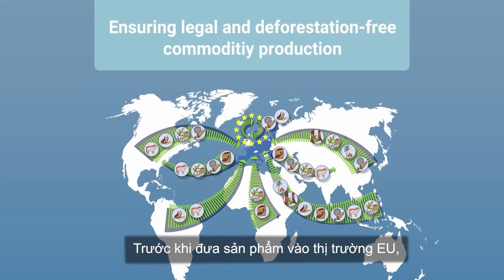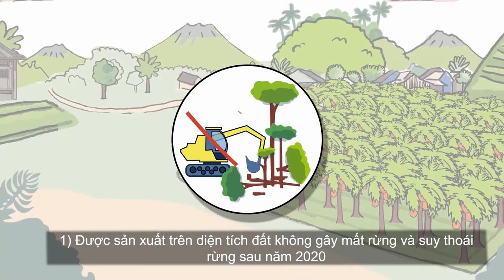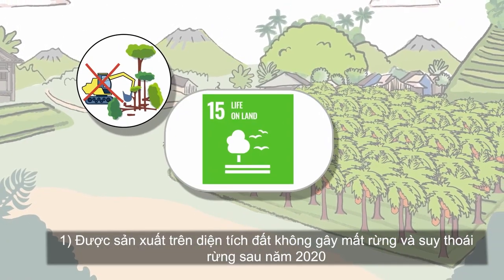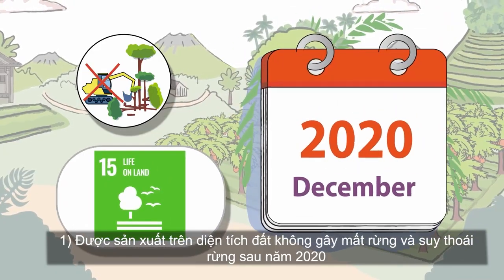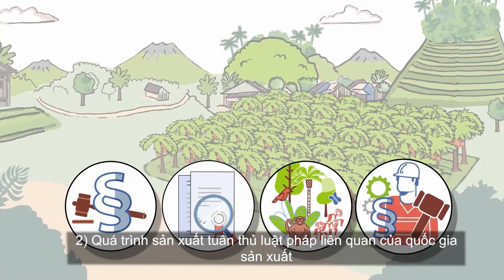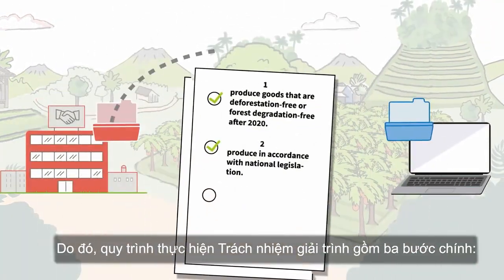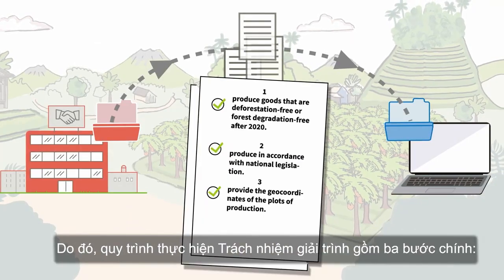Before placing their products on the EU market, companies must ensure that relevant commodities and products are, 1. Produced without deforestation and without forest degradation after 2020, 2. Produced in accordance with relevant legislation of the country of production. Thus, a 3-step due diligence process is to follow.